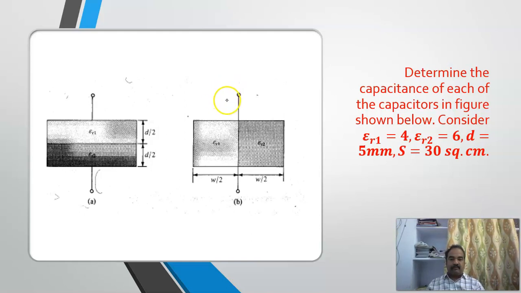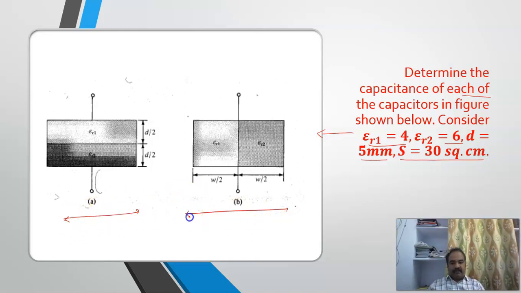So the very first problem is: determine the capacitance of each of the capacitors in the figure shown below. This has been taken from Kanaba Blasia's textbook by Gangadhar. Consider the relative permittivity of the first medium as 4, and for the second medium it is 6. The total separation is 5 mm and S is equal to 30 square centimeters. This is one configuration, and this is another configuration. I will draw it individually and we will try to sort out the values of capacitances.